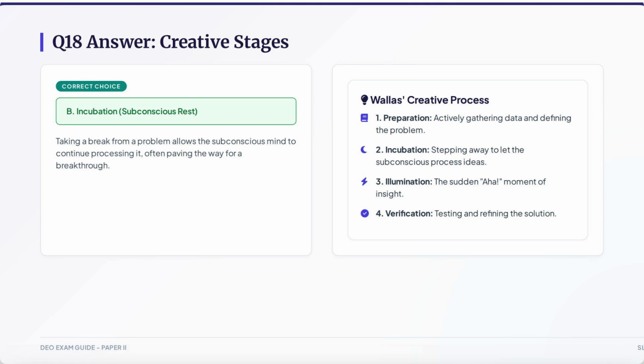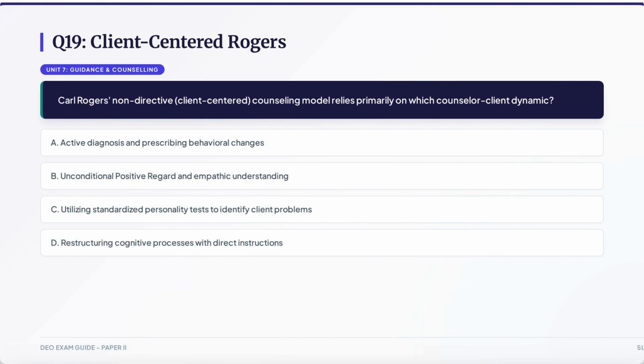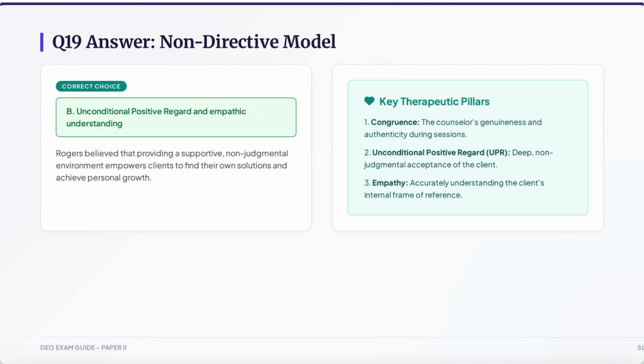Question number 19. Carl Rogers' non-directive counseling model relies primarily on which counselor-client dynamic? Correct option is B, unconditional positive regard and empathic understanding. Rogers believed that providing a supportive, completely non-judgmental environment empowers clients to discover their own solutions and achieve personal growth. The core pillars of this client-centered approach are counselor congruence, unconditional acceptance, and deep empathy.